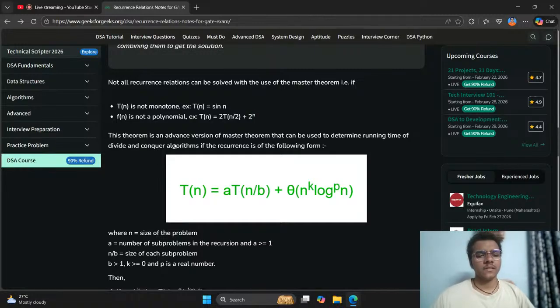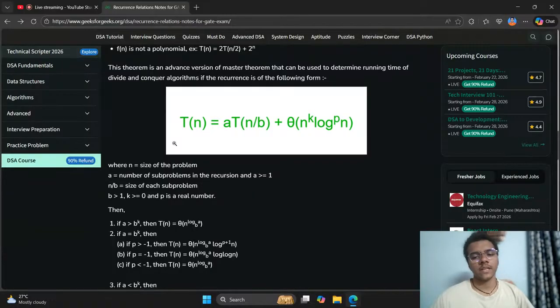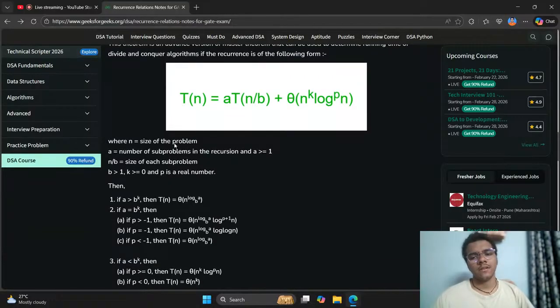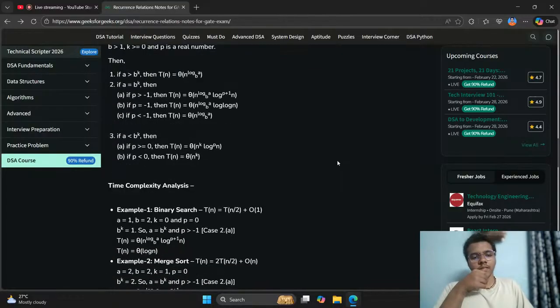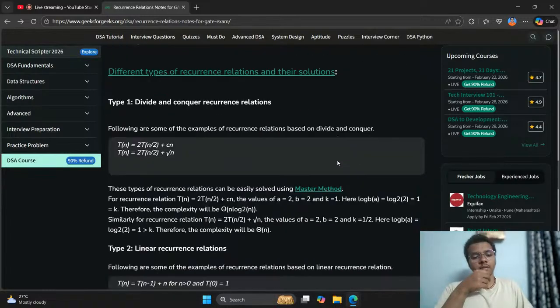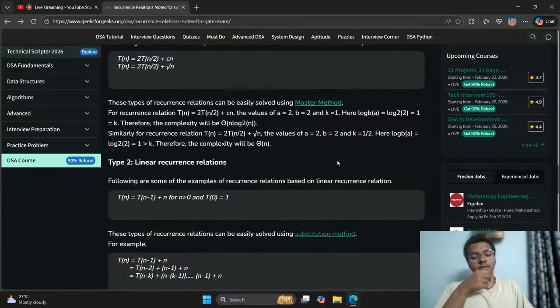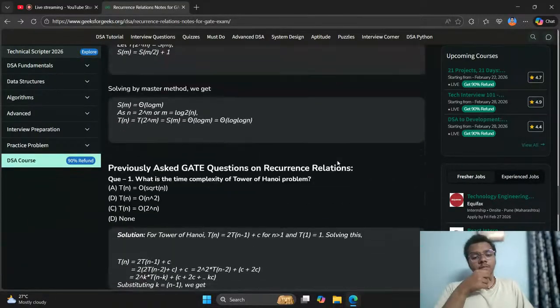The theorem is an advanced version of the master theorem that can be used to determine the running time of divide and conquer algorithms. If recurrences are of the following form: aT(n/b) + Θ(n^k log^p n), I guess. Okay, this is some mathematics and you need to solve it to understand. Divide and conquer recurrence relations, linear recurrence relations, value substitution before solving.